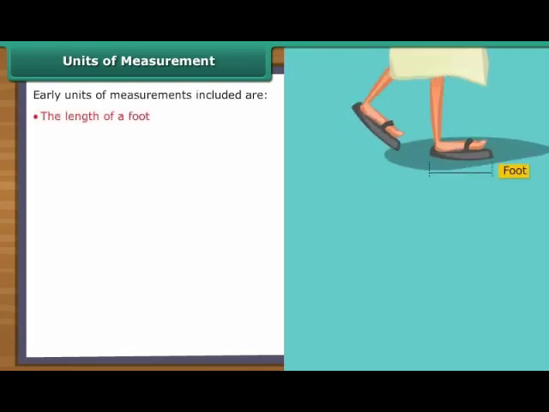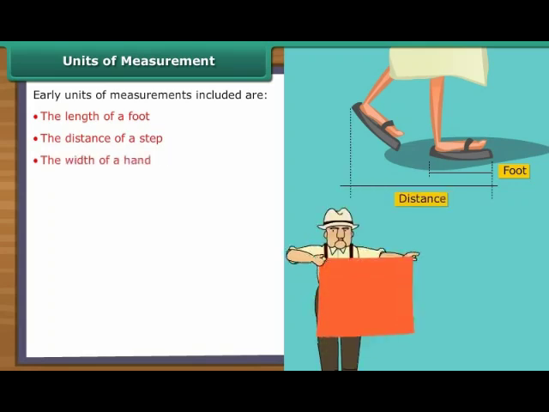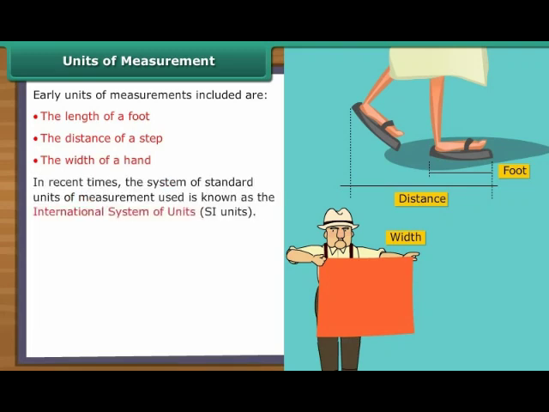Units of measurement. In the early days, units of measurement included the length of a foot, the distance of a step, and the width of a hand. However, these were difficult to maintain as the length of a foot would vary from person to person. To standardize the units, a metric system was put in place. This system is a standard unit of measurement, and the system of standard units of measurement used now is known as the International System of Units, or SI units.